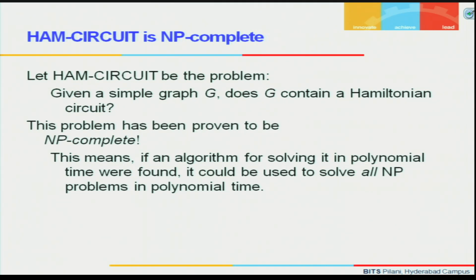For us to understand, the Hamiltonian circuit problem is very simple. Given a graph, can you say whether there exists a Hamiltonian circuit or not? As simple as this. It is called an NP complete problem.